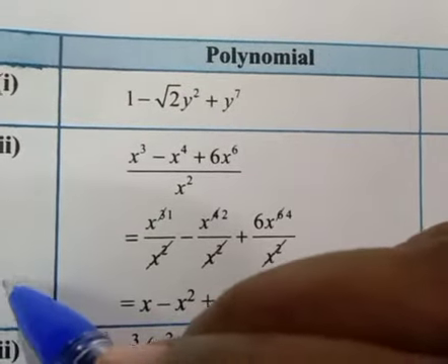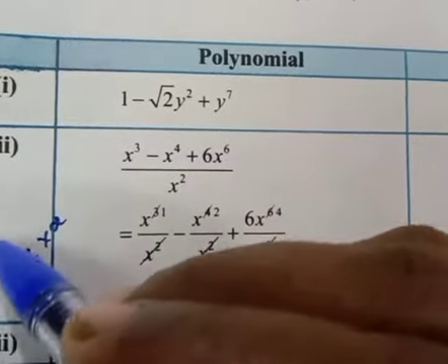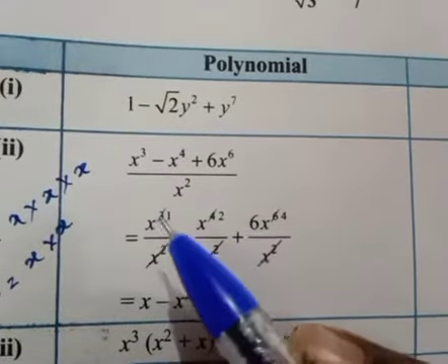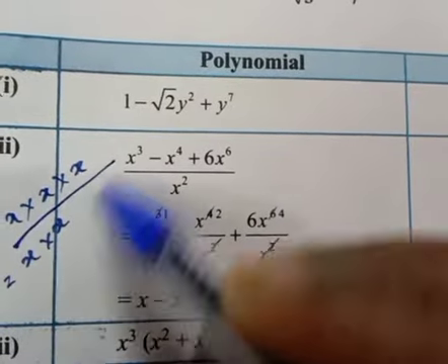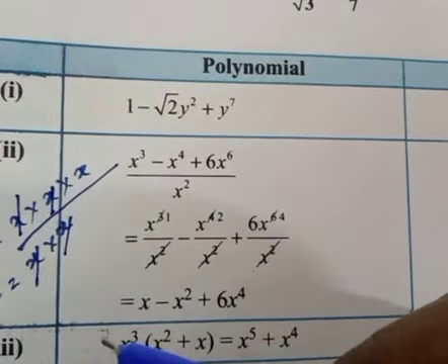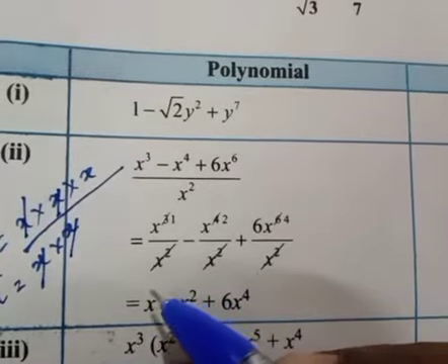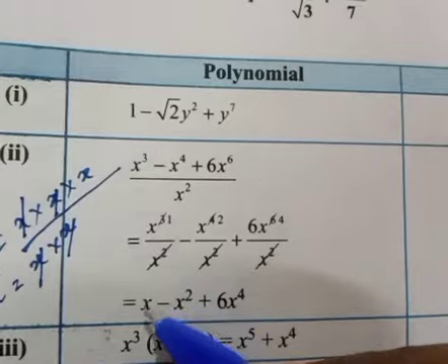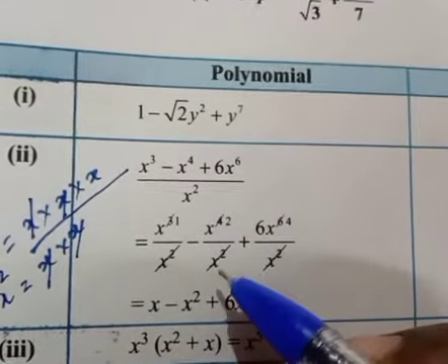X square means it is x into x. X cube, what is the meaning? X into x into x. So you have to cancel this 2 times x. Yes, you have to cancel these two, that is this x and this x here. Okay. So remaining how much? 1. So that is x power 1, or just write x. What is the meaning of this term power? 1. So now minus x power 4 by x square.